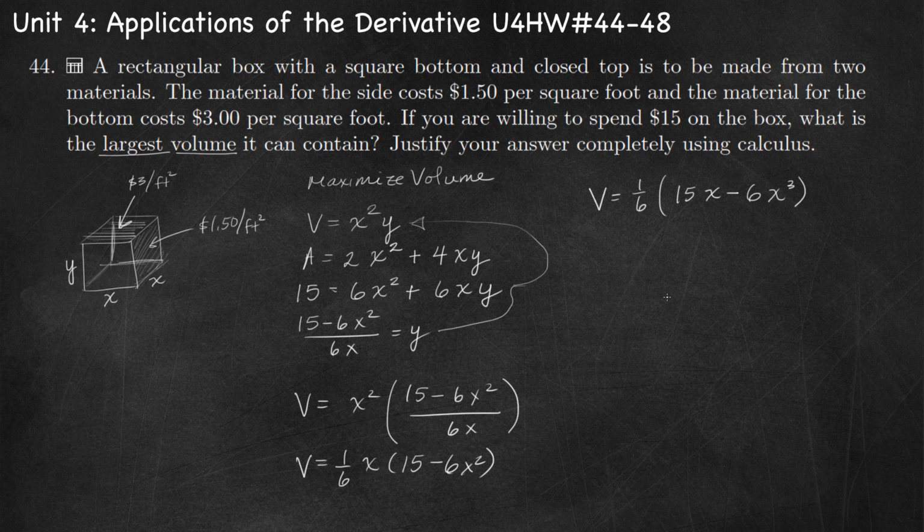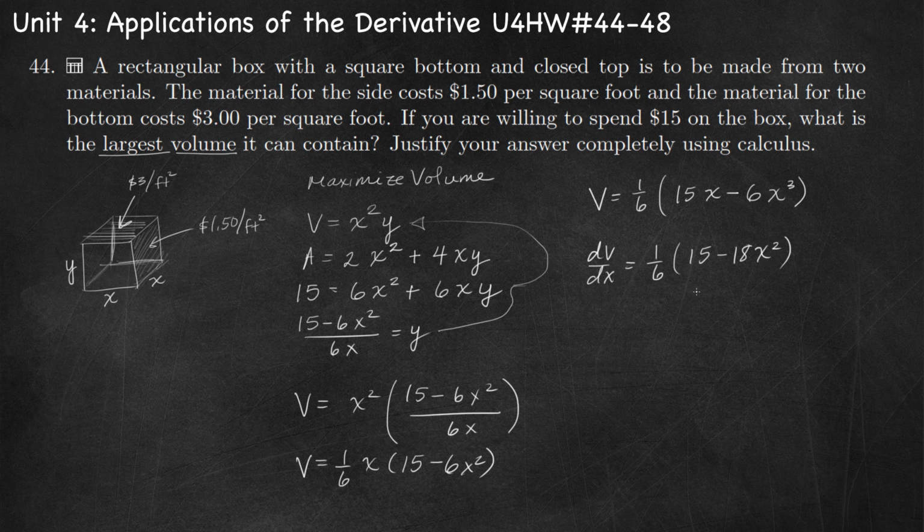Now that I have my volume equation written in terms of a single variable, I'm going to take the derivative. So we're going to take the derivative of volume with respect to x. So dV/dx equals 1 over 6 times 15 minus 18x squared. Now to figure out where I have a maximum volume, I want to know, where does this derivative equal 0? I want to get that critical value or values.